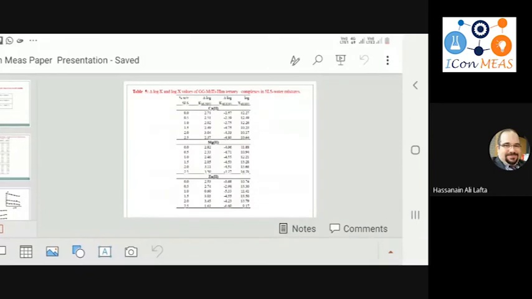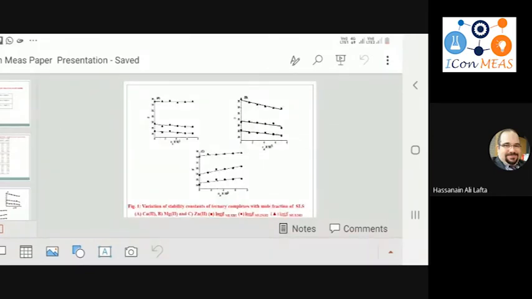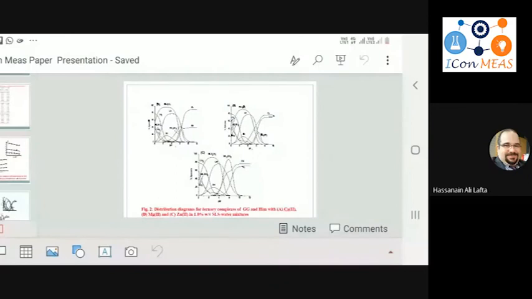The next one is the effect of variation of stability constants of ternary complexes with mole fraction of SLS. That means I have taken the titration for the variation of sodium lauryl sulfate between 0.0 to 2.5%. In each percentage, we are having different stability constants. This variation of stability constants mainly depends upon the electrostatic forces of the solution. Electrostatic forces are more dominating the species.